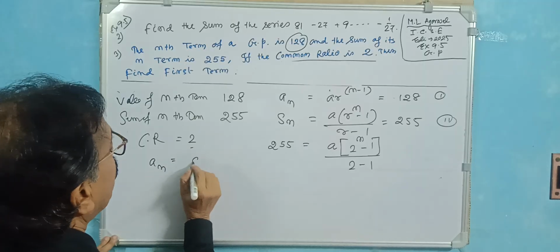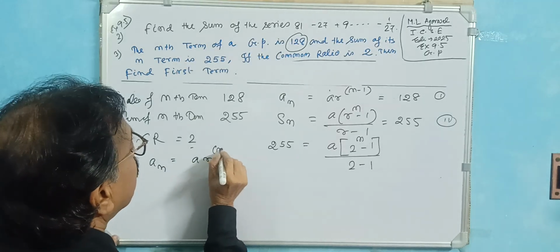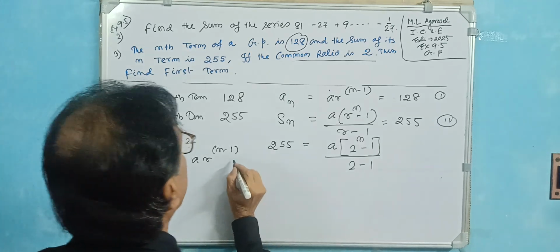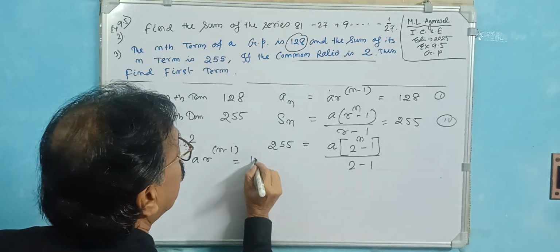So from here, an is equal to ar^(n-1). So here ar^(n-1) is 128.